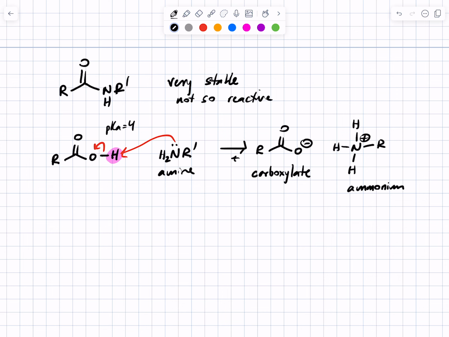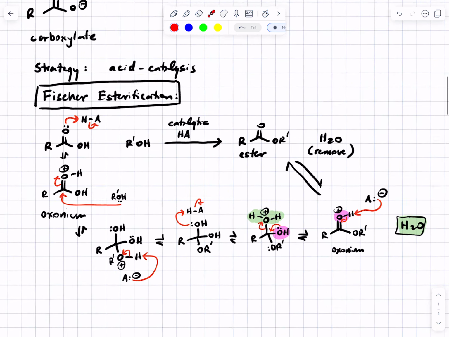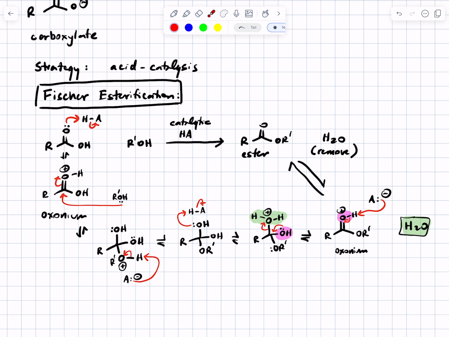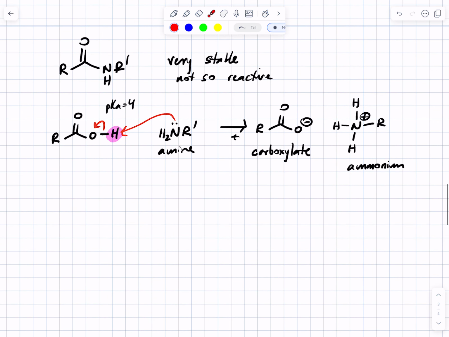Now, we don't do acid catalysis here, in part because the amine is a base. You'll recall when we did acid catalyzed ester formation, Fischer esterification, the first step involved protonation of the carbonyl oxygen. It's problematic here if we use a lot of acid catalyst, because the amine itself is a base, and so the amine would remove the proton instead of having the proton be on the carbonyl oxygen.